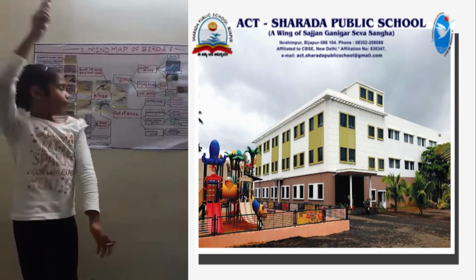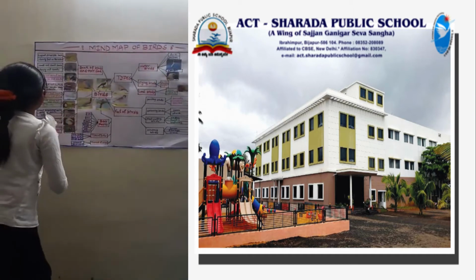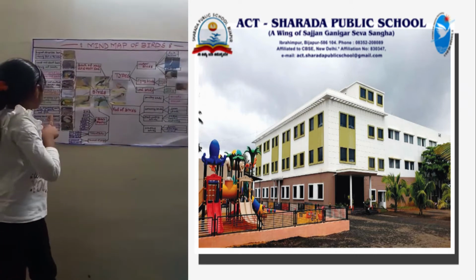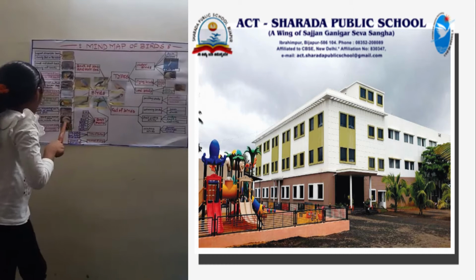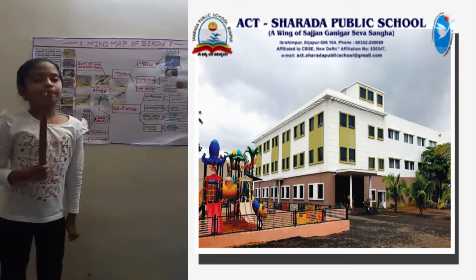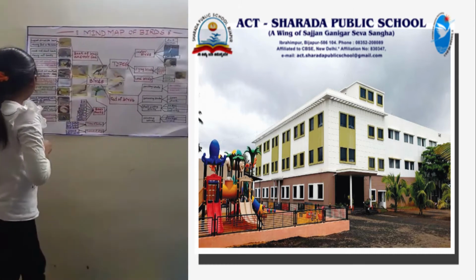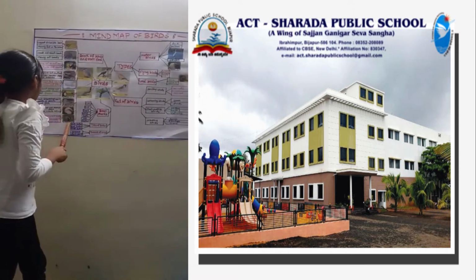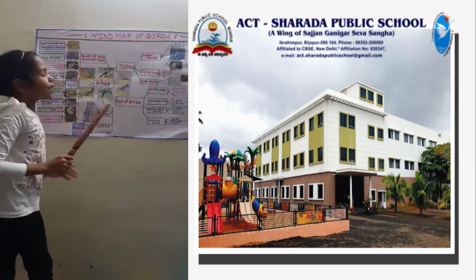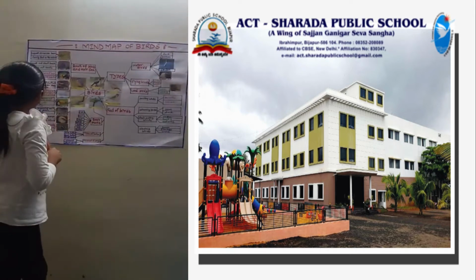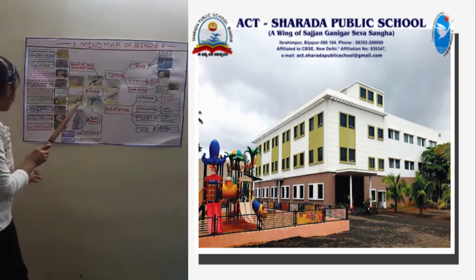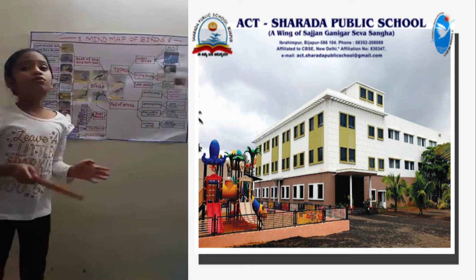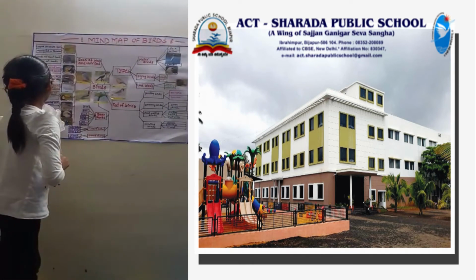Beak of pelican: broad, long, pointed beak with a pouch. They eat fish. Beak of eagle: strong, sharp and hooked beak. They eat mice, rabbits and snakes. Beak of peacock: sharp, strong and pointed beak. They eat insects, lizards, frogs, leaves and seeds.